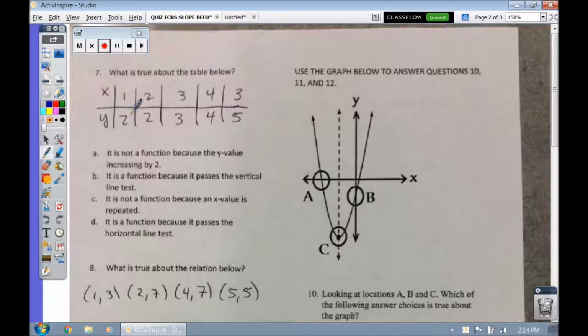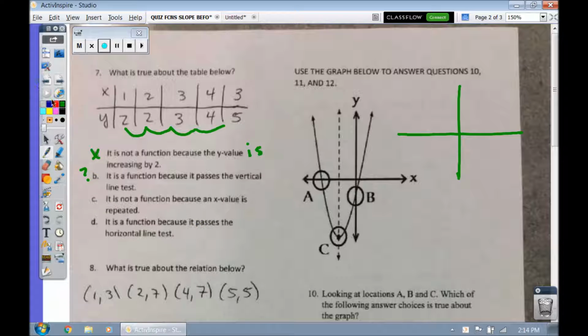Here we go, question 7. What is true about the table below? Let's look at letter A. It is not a function because the y value, I guess it's supposed to say is increasing by 2. Well, the y value is not increasing by 2. That doesn't mean whether or not it's a function because we don't look at the y's, remember? Let's look at letter B. It is a function because it passes the vertical line test. I would have to plot all these points over here just like we did on the previous one and do the vertical line test, but we're not going to do that because there's something else that we can do to see if it's a function. So we're going to put a little question mark here.